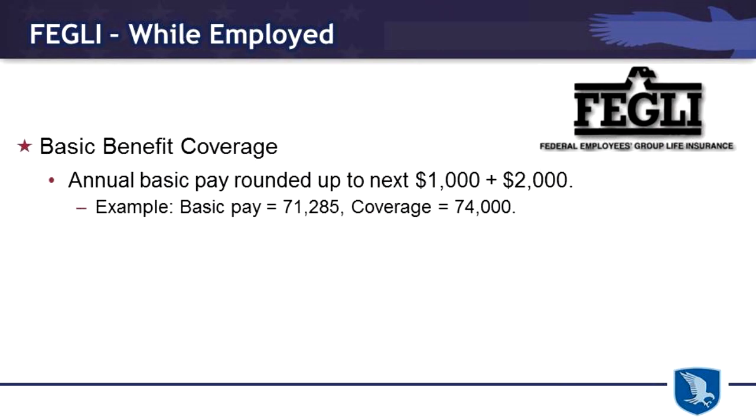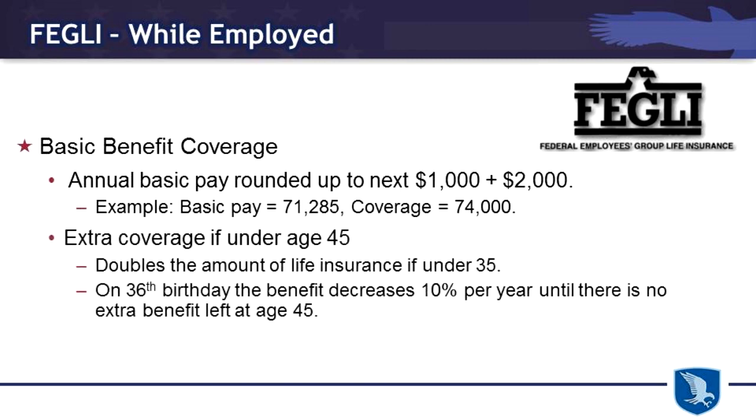You see on your screen here we have the basic benefit, that is your annual pay rounded up to the next $1,000 plus $2,000. So if your annual pay were $71,285, your coverage would be $74,000. Now, this basic benefit of FEGLI comes with some extra coverage if you're under age 45. It doubles the amount of insurance if you're under 35, and from 36 to 45, the benefit decreases 10% per year until you're at age 45 and just the basic benefit applies.